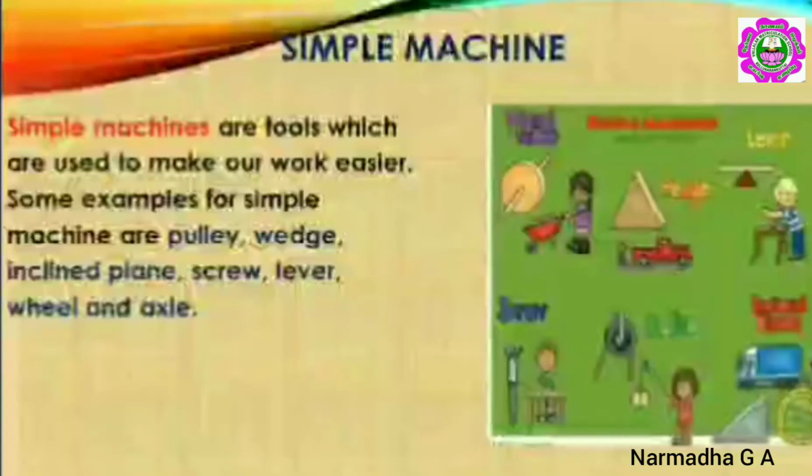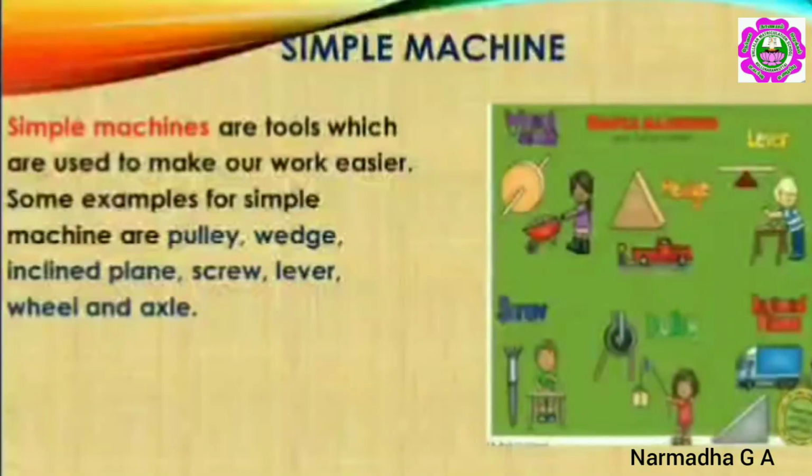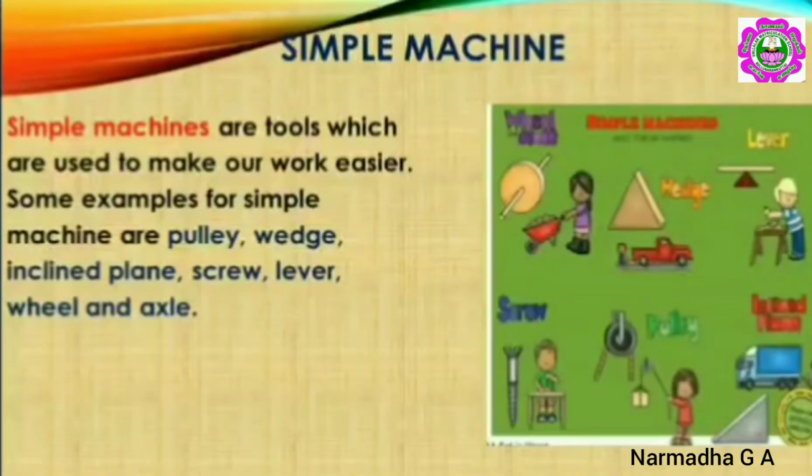Simple machines are tools which are used to make our work easier. In our daily life, our effort is saved with the help of some simple machines. We draw water from the well with the help of a wheel and a rope. Some examples for simple machines are pulley, wedge, inclined plane, screw, lever, wheel and axle.